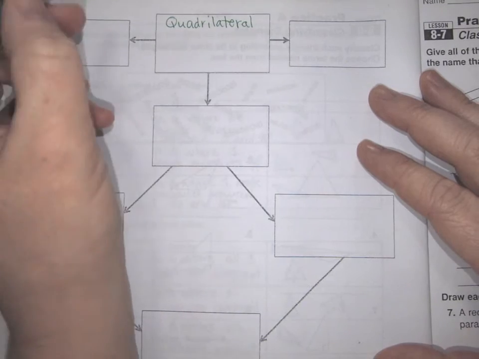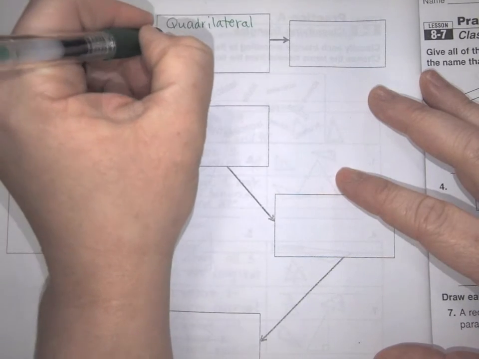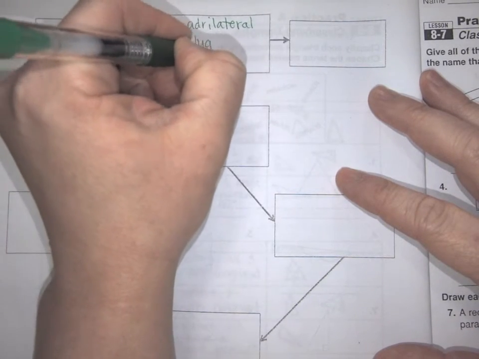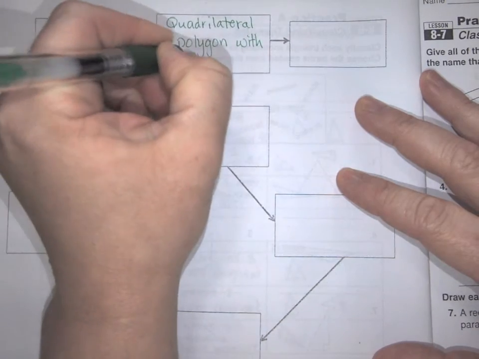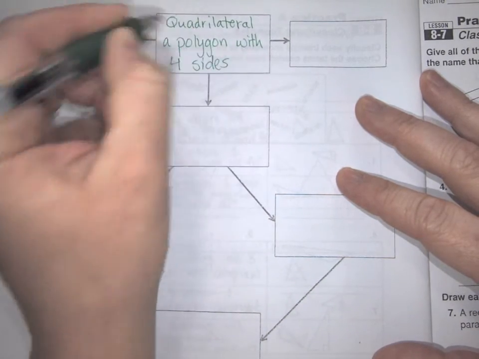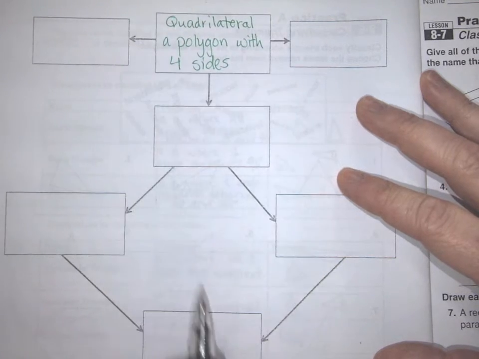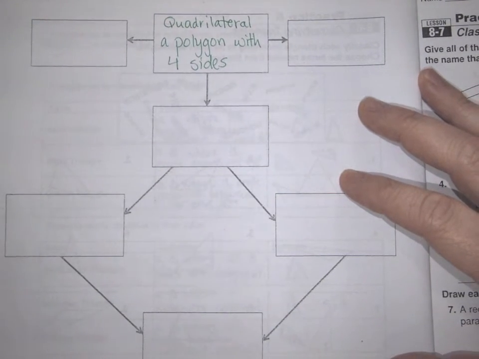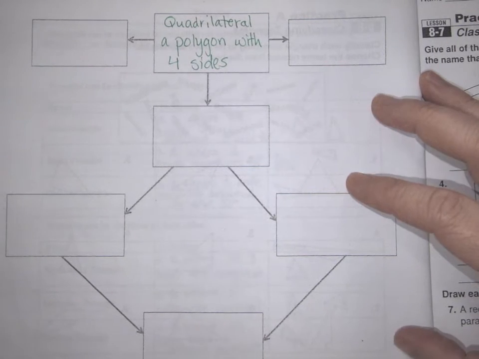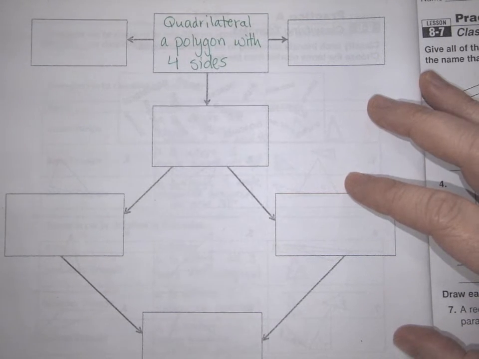A quadrilateral, by definition, is a polygon with 4 sides. So quad for 4, lateral for sides. So a polygon with 4 sides. So everything on here, that's the first part of its definition. So when we say that something is a quadrilateral, we're saying it's a closed figure, all the sides are straight, and there are 4 of them.